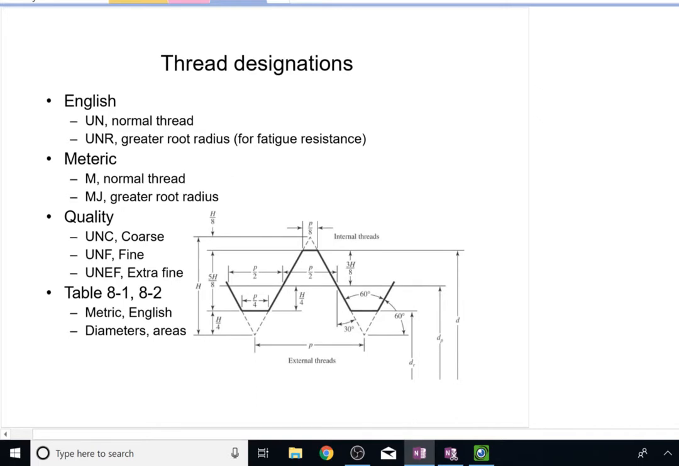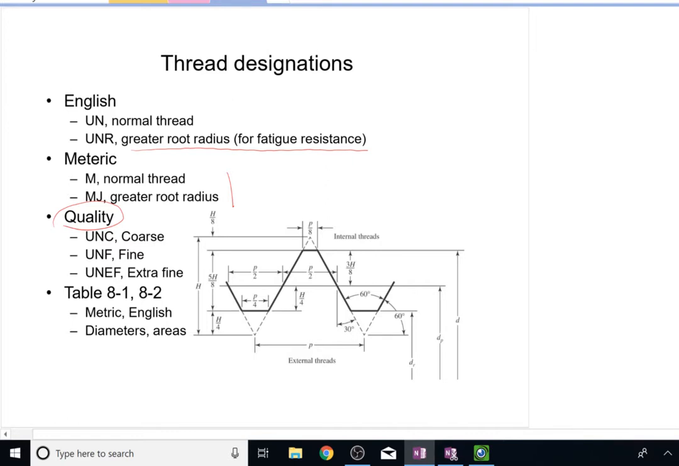There's thread designations. There's English and metric. There's UN, UNR for greater root radius. And the reason why you'd want a greater root radius is to eliminate a notch condition for fatigue failure. Same thing for metric. They have the same stuff here. Then they have quality.